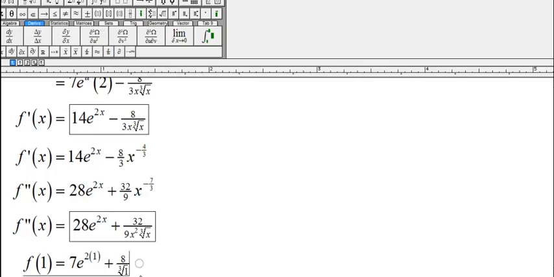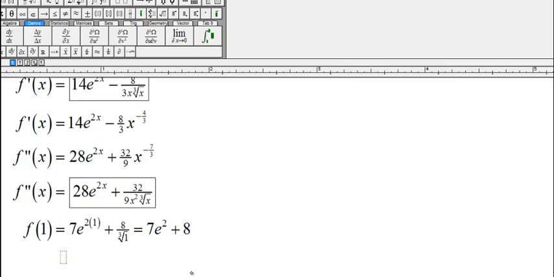One thing nice about putting a 1 in is some things are simpler. So this is 7e squared. So, okay, let's take this. 2 times 1 is 2. So that's 7e squared. Cube root of 1 is 1. 8 divided by 1 is just 8. Okay, so there's the x, the y value that goes with an x of 1.